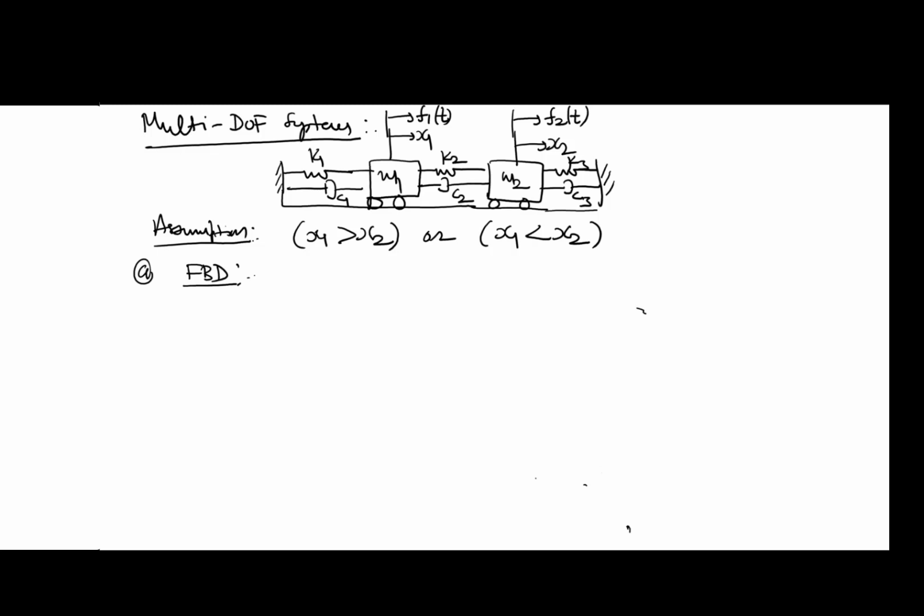In the free body diagram for multi-degree of freedom systems, especially the systems where there is a coupling existing between the two, it's always better to draw both the free body diagrams simultaneously. So this is body 1, M1, and there is body 2, M2. Let's see the first body, M1. When the body goes to the right, the spring K1 is under tension, so it will try to pull the body back towards the left. That's the force K1x1. Whatever is the direction of the spring force, the same is the direction of the damper force, C1 x1 dot.